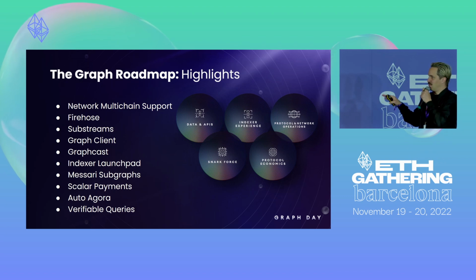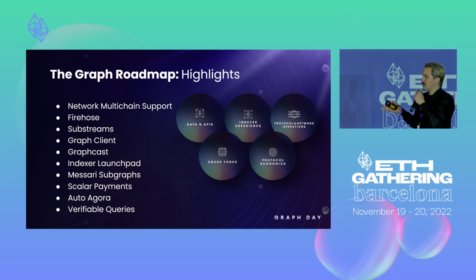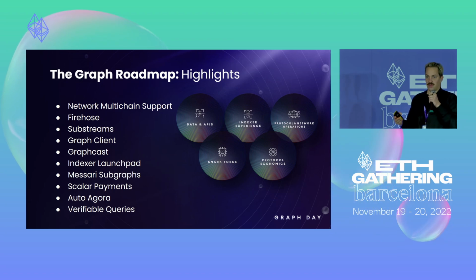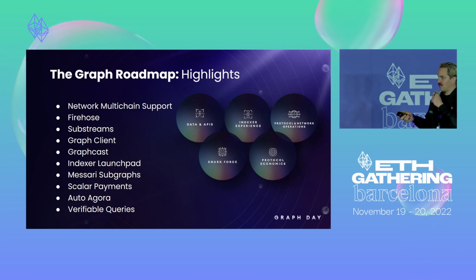Network multi-chain support: as I said, we currently have only Ethereum mainnet on the decentralized network, so more networks are to come. We announce Gnosis Chain as the next network. If you have a subgraph on Gnosis Chain and you want to be among the first to migrate, also reach out, I'm here. Then we have Firehose and Substreams, which is the next topic.